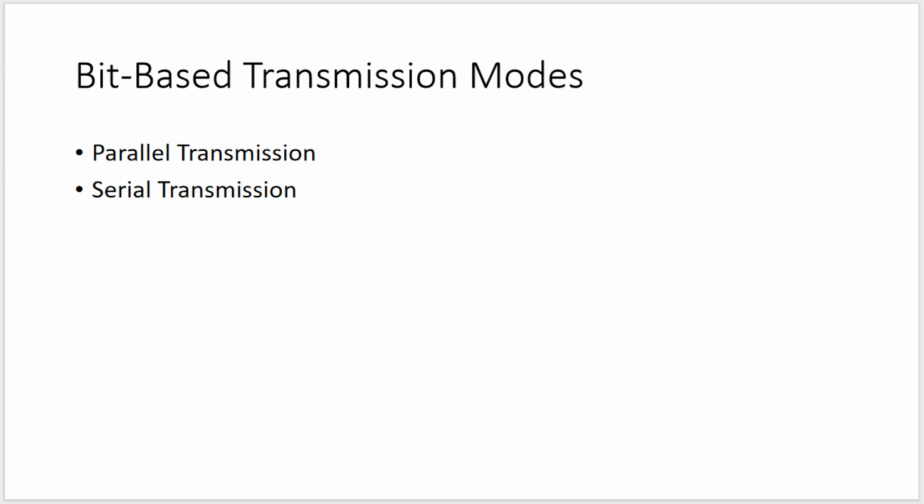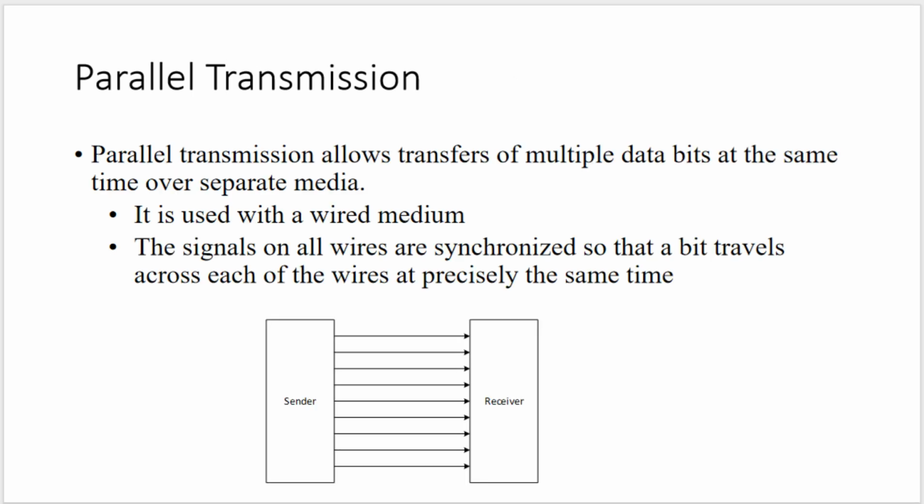And the next is bit-based transmission mode. So there are two modes: parallel transmission and serial transmission. So here is parallel transmission. Parallel transmission allows transfer of multiple data bits at the same time over separate media. It uses multiple wires as the medium. The signals on all wires are synchronized so that bits travel across each wire at precisely the same time.